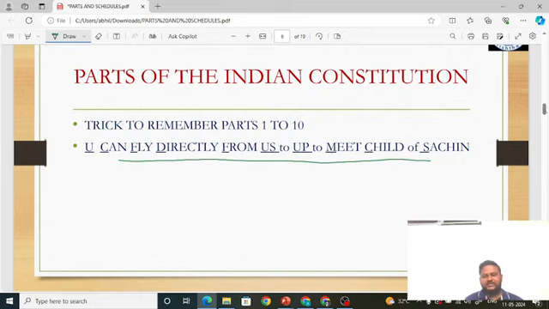You remember this sentence: you can fly directly from US to UP to meet child of Sachin. If you can remember this, you will be able to remember the parts of the Constitution. How many parts? Parts 1 to 10.